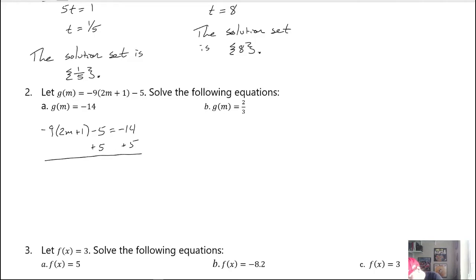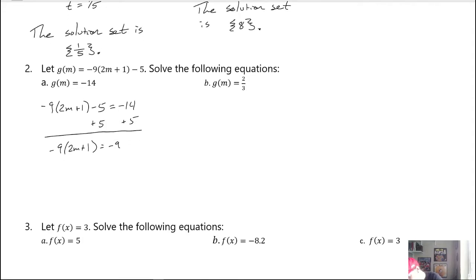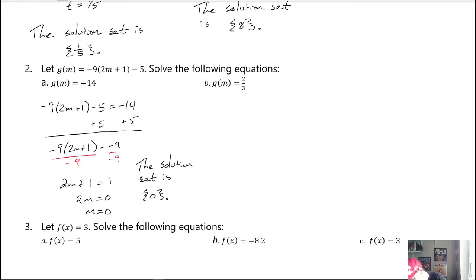so that I get negative 9 times 2m plus 1 equals negative 9. Then I can divide the negative 9 on both sides to clear it off of the left side and have 2m plus 1 equals 1. I subtract the 1 off to get 2m equals 0, and then divide by 2 to get m equals 0. So we can write the solution set is the set containing the number 0.